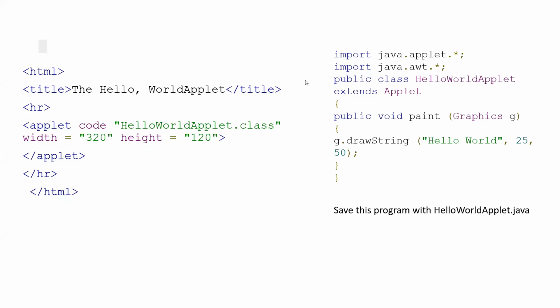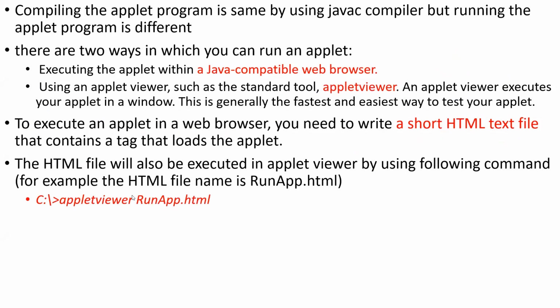Another way is by using the applet viewer. There, this HTML file will be directly called at the command prompt. We write the statement appletviewer followed by that HTML file name at the command prompt, so that the appletviewer creates one window.